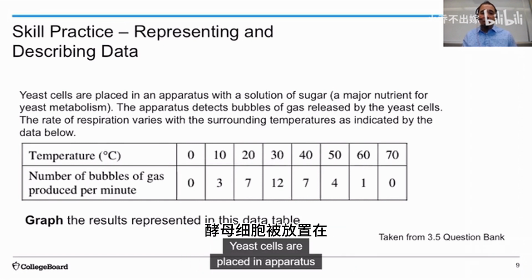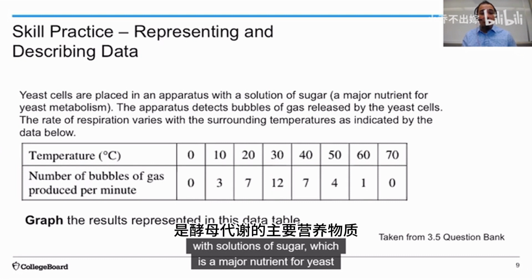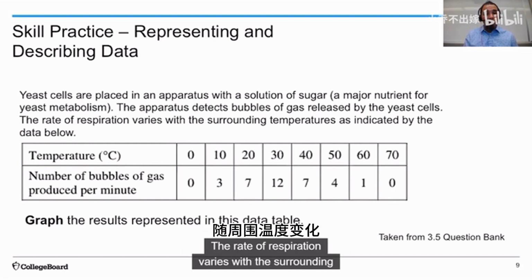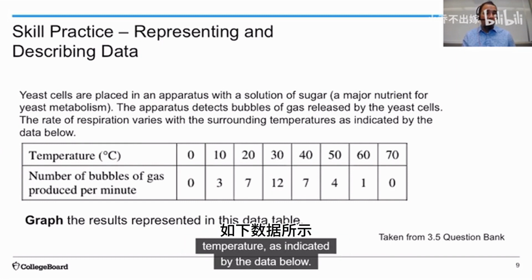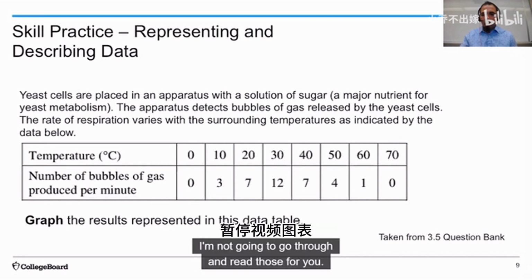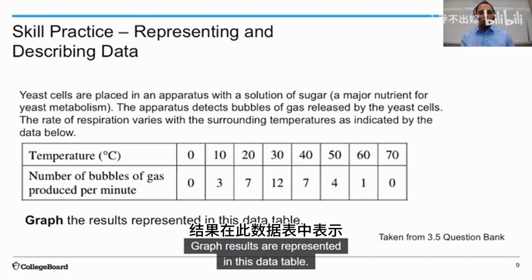Yeast cells are placed in an apparatus with a solution of sugar, which is a major nutrient for yeast metabolism. The apparatus detects bubbles of gas released by yeast cells. The rate of respiration varies with the surrounding temperature as indicated by the data below. So you have temperature, you have number of bubbles of gas. I'm not going to read those for you. Pause the video. Graph the results represented in this data table.